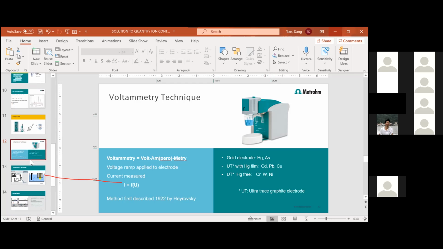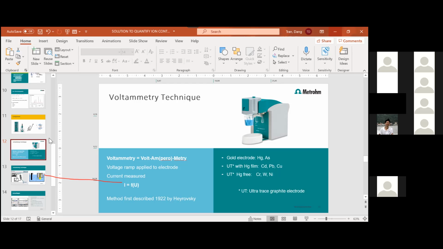One more question: is this product made in Switzerland or in China, and then imported to Vietnam? All our instruments are produced in Herisau, Switzerland. In Switzerland, you mean Switzerland, not Sweden? Yes, Switzerland. Our instruments are Swiss made.